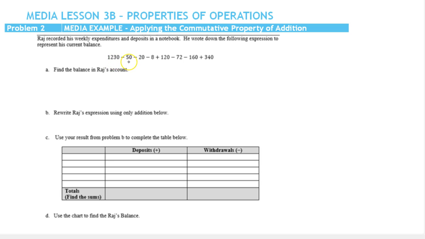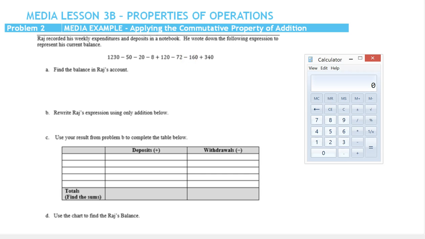$1,230, subtract 50, so he paid something or took out cash, subtract 20, subtract 8, add 120, subtract 72, subtract 160, and then deposit 340. So let's find the balance in Raj's account by doing this from left to right. Since there's addition and subtraction, we need to do this from left to right.